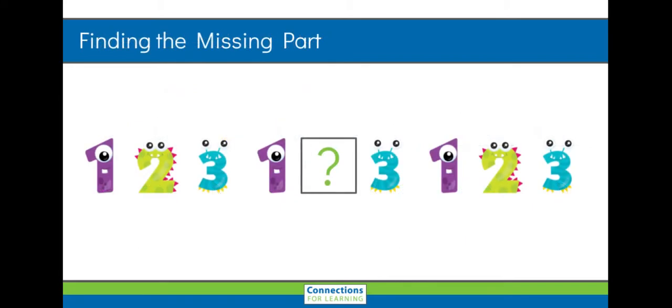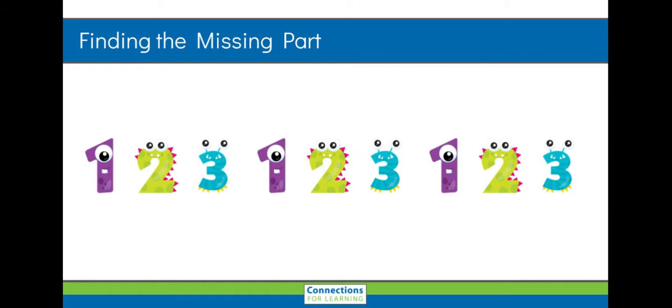Now, when we're looking at finding the missing part, we're looking for what's missing in the middle of our pattern. So instead of making our pattern longer, we're going to try to complete it. Now, if I read this pattern, which is always a great place to start, I'm going to see that we have a 1, and then a 2, and then a 3, and then another 1. Oh, something we're not sure. A 3, then a 1, then a 2, then a 3. Well, I think you can all count to 3. So if you guessed the 2 is missing, you would be right. We have a 1, 2, 3, a 1, 2, 3, and a 1, 2, 3.